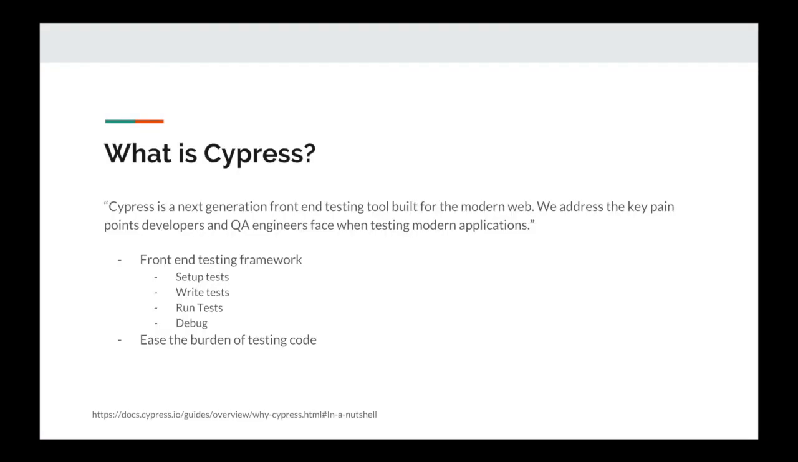So first off, what is Cypress? Straight from the Cypress.io site, it says Cypress is a next-generation front-end testing tool built for the modern web. We address the key pain points developers and QA engineers face when testing modern applications.